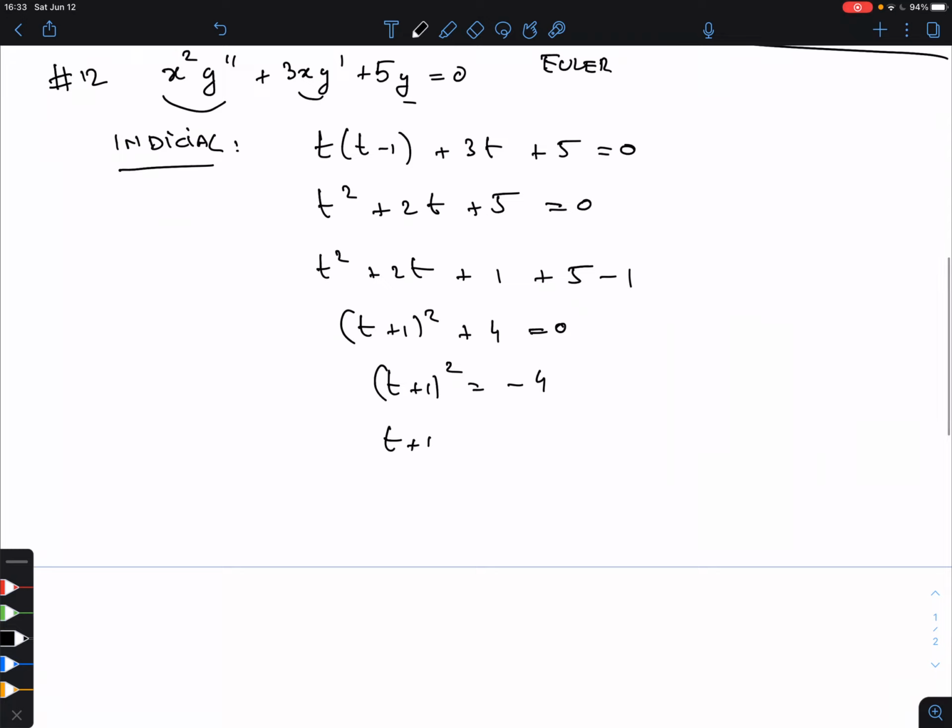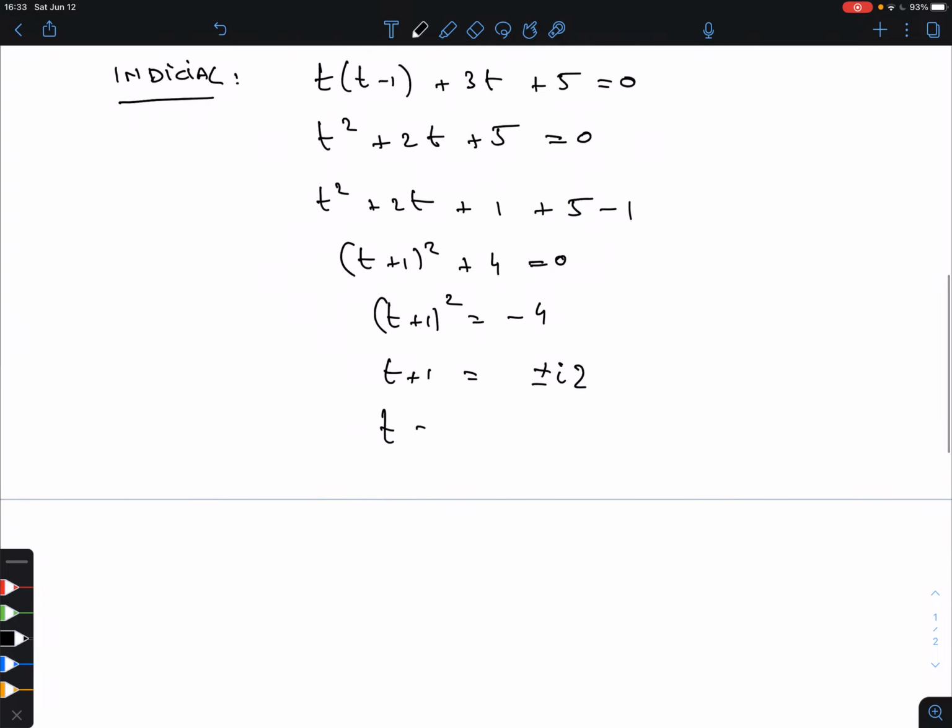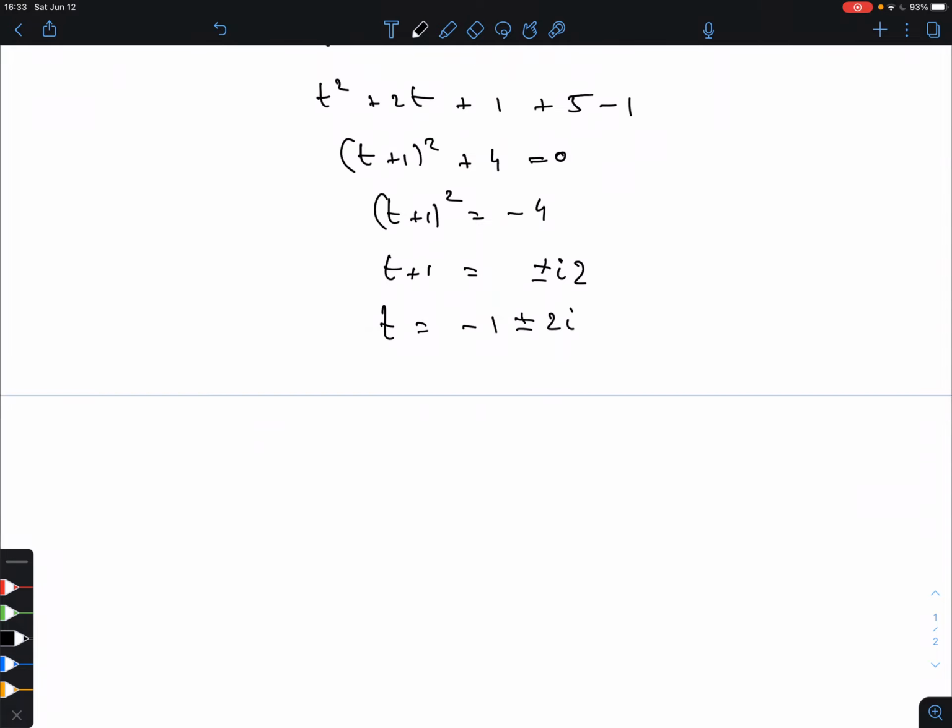So that means t plus 1 is equal to the square root of negative 1, that is plus or minus i, times the square root of 4, which is 2. So we see that t is equal to minus 1 plus or minus 2i. So again we're dealing with two complex numbers. This is the real part, lambda, and omega is 2, the imaginary part. And so what we now do is we get a solution. In constant coefficients, this would be e to the lambda t, and cosine omega t or sine omega t.